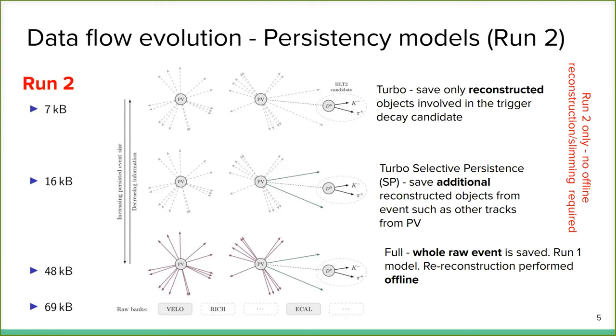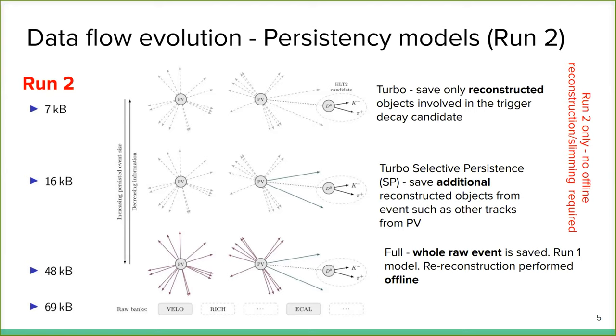Moving down, increasing the amount we save in each event, we have Turbo selective persistence, or Turbo SP, where we can save additional reconstructed objects. In the case you see here, we're saving objects that come from the same primary vertex as our signal decay. And this is customizable. You can choose exactly what other parts of the event you save.